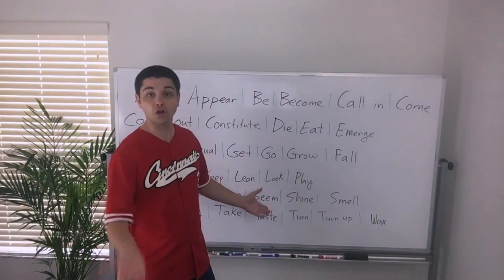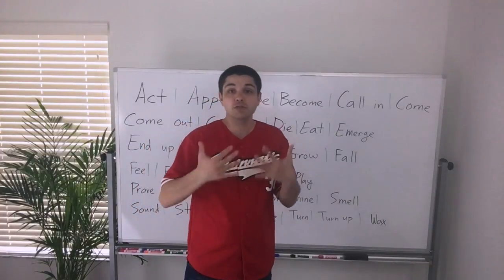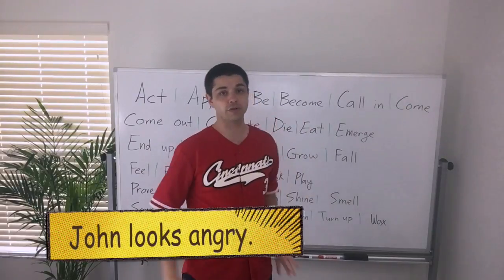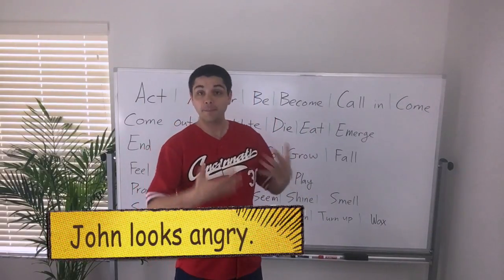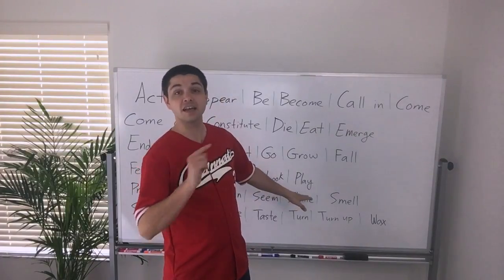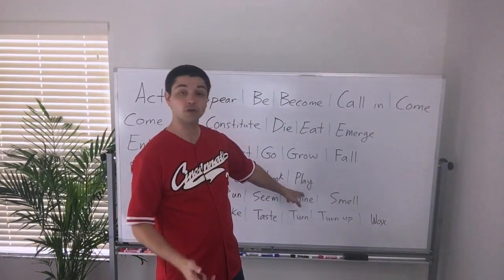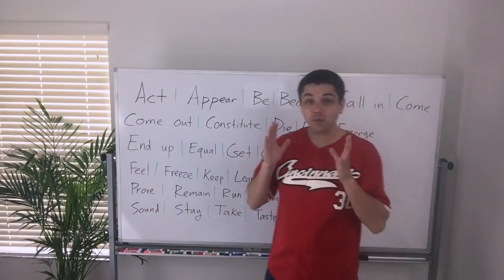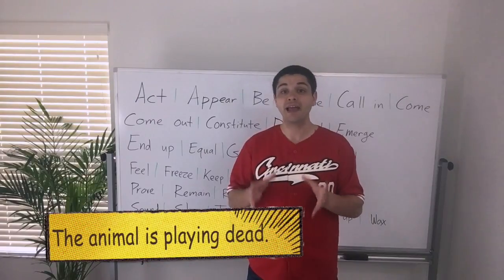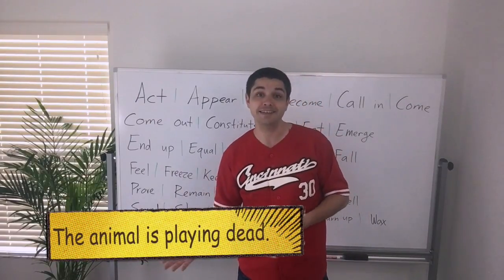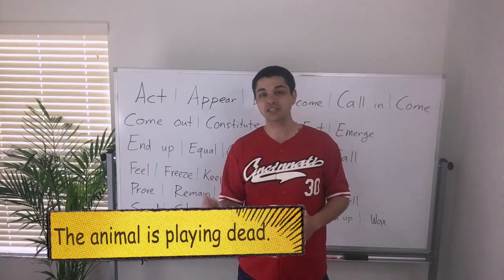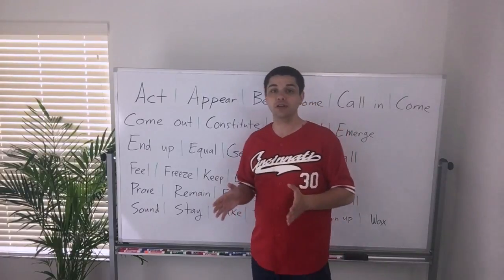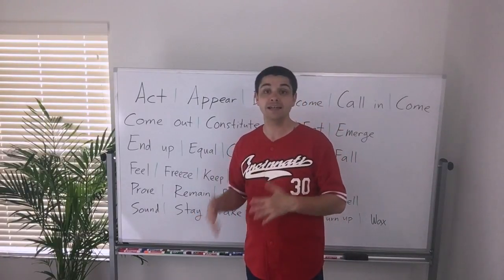All right, the next one should be really easy to understand. It's the verb to look. And so we can say that this person has this appearance, right? We could say, John looks angry. And that's how he appears to us. Another one that is about appearing is the verb to play. Yeah, to play can be used this way. And so we could say this about an animal. Maybe the animal is playing dead. Yeah, so we use this adjective, dead, to talk about how it appears. And that's really what we're talking about when we use the verb to play like this.